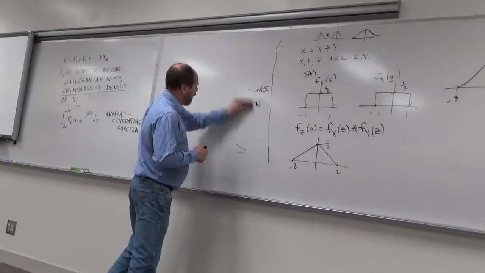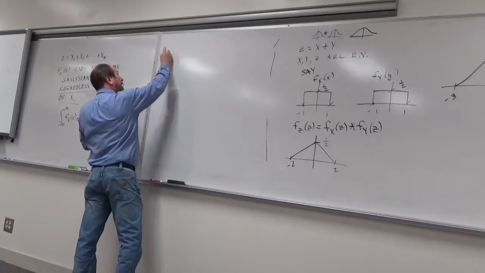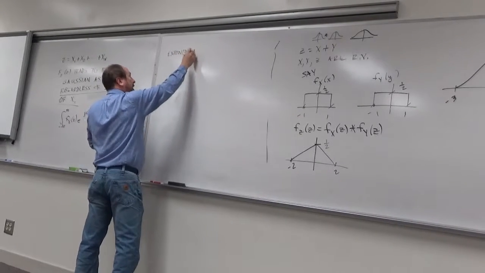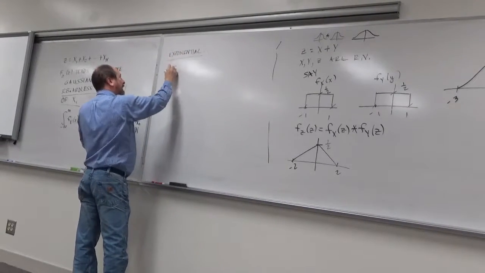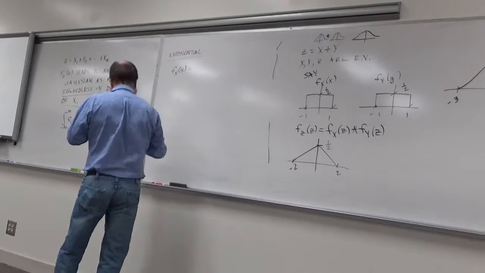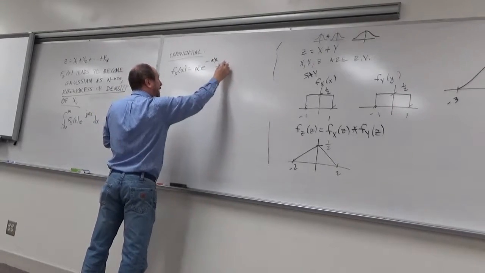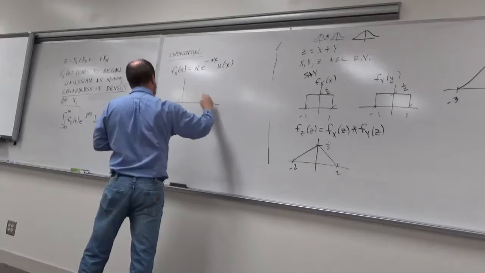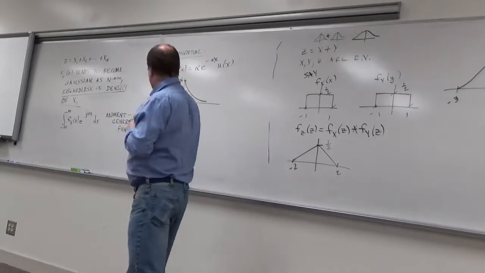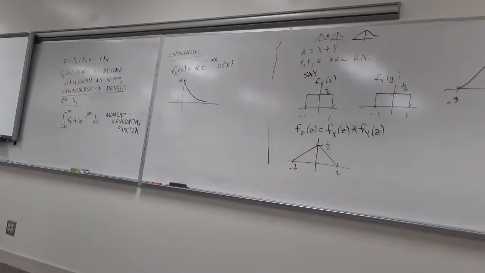exponential. So the exponential density, f sub x of x, is alpha e to the negative alpha x u of x, which looks like this. Alpha is where it will start there, and I have to have that alpha out in front in order to make what?